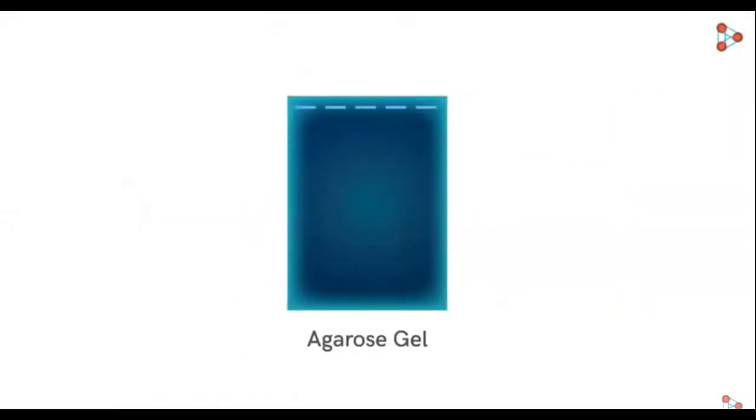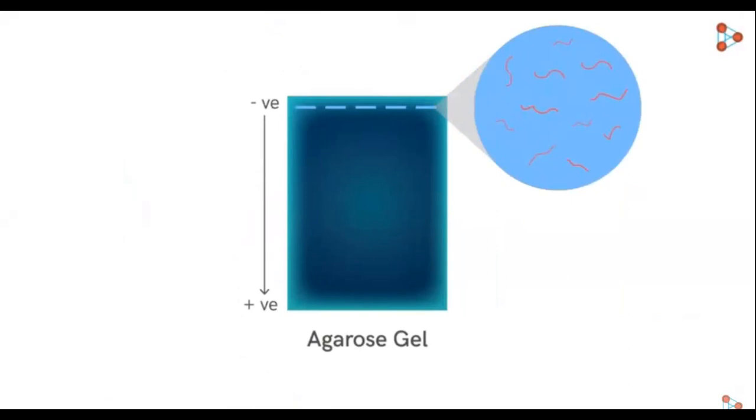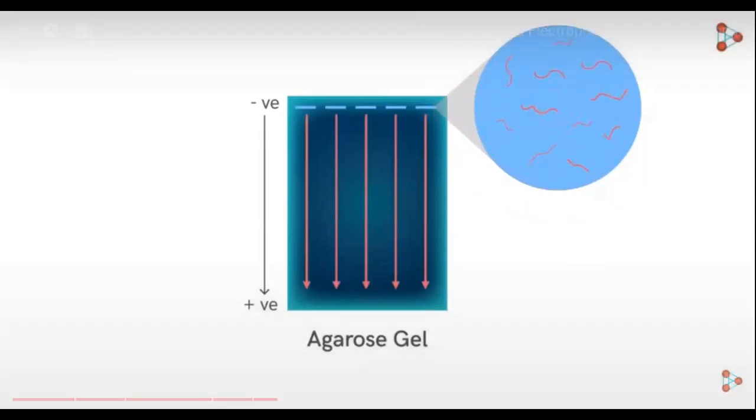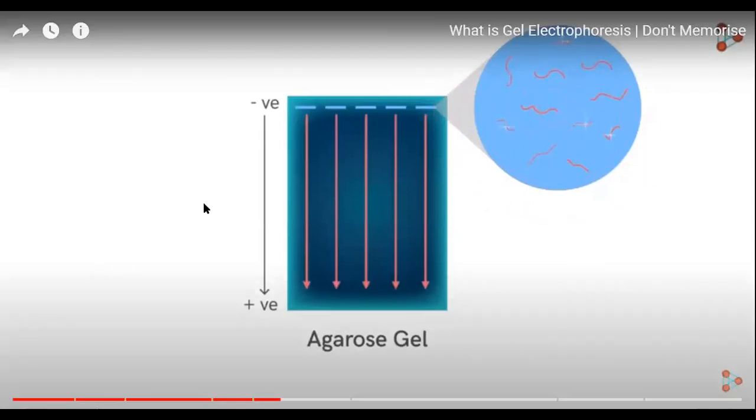When our DNA sample containing various size fragments is loaded onto a gel, then the charge applied across the gel helps in the mobility of these fragments. However, not all fragments move at the same pace. Those which are smaller move ahead, and those which are larger in size find it difficult to move.